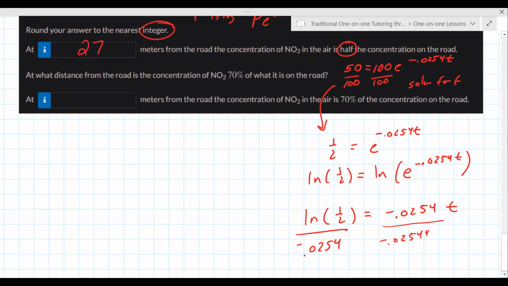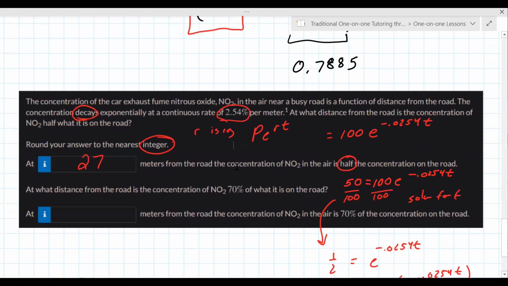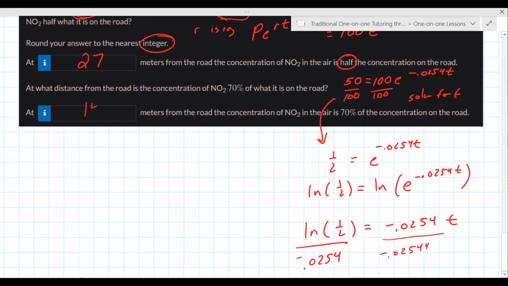All right. Okay, at what distance from the road is the concentration of NO2 70% of what it is on the road? Did you just replace that? Well, instead of 50, I think it wants 70. Just double checking here. So instead of 1/2, it becomes 7/10. So I'll put ln of 7 divided by 10, and then divided by negative 0.0254, and I get 14. And that's done for that.